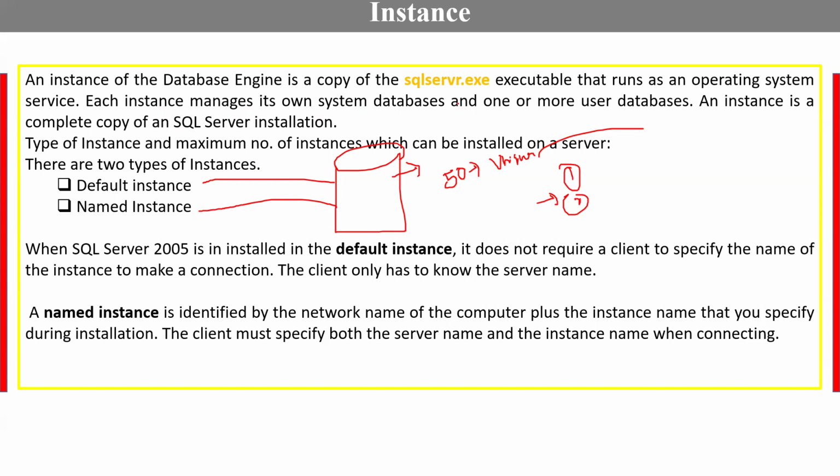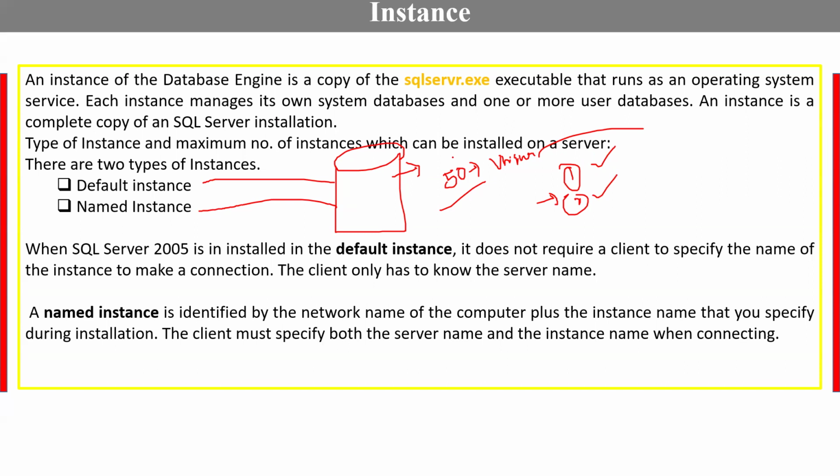So can you install 50 instances on one server? No. Minimum one, maximum two or three. Mostly we install only one. In the olden days we installed one or two instances on one server, but nowadays we do not install that many, because one instance itself impacts the performance.